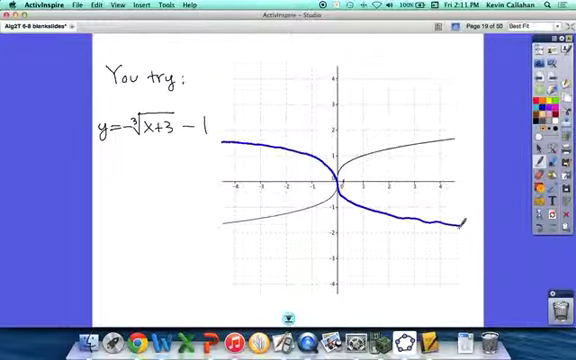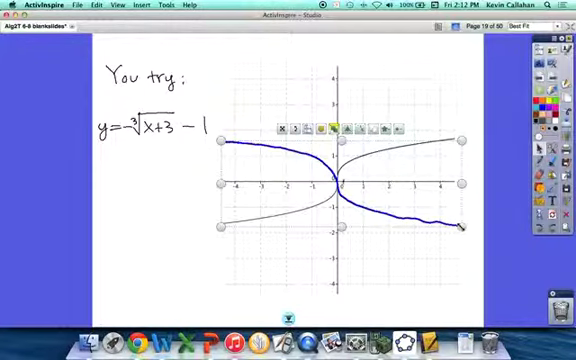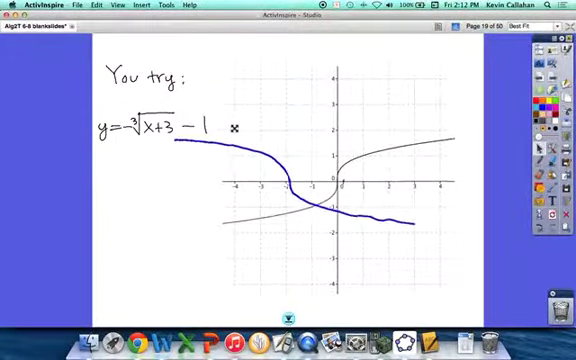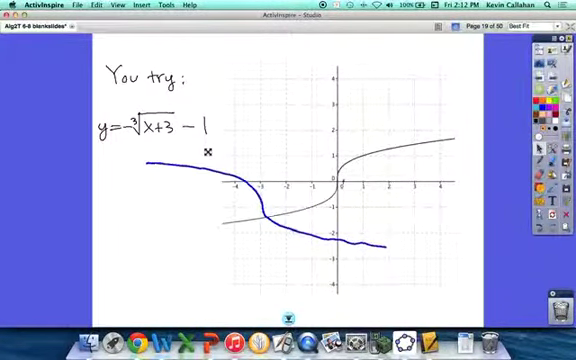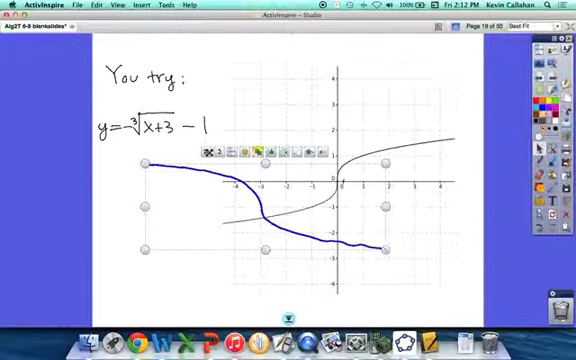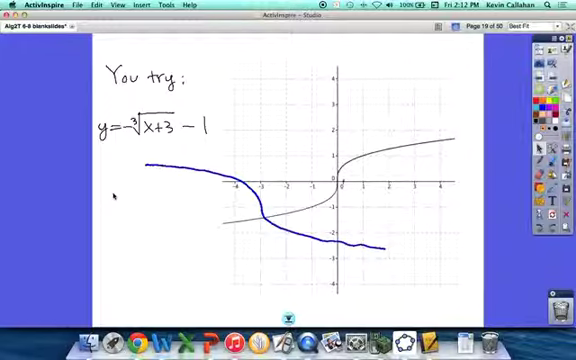Kind of wiggly. That's my flip. Now, let's see if I can do this. Okay, there we go. Okay, now I'm going to go left 3, and then I'm going to go down 1. How's that? Something like that? Pretty wiggly line. But it's got to be left 3, down 1, and then flipped.